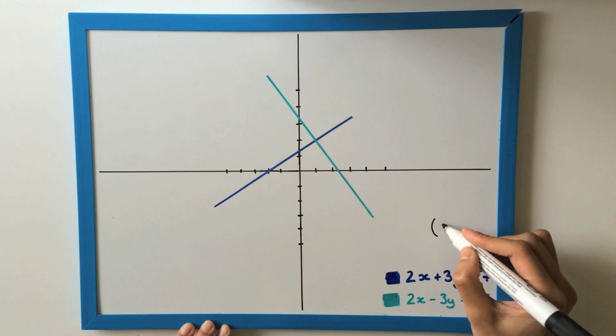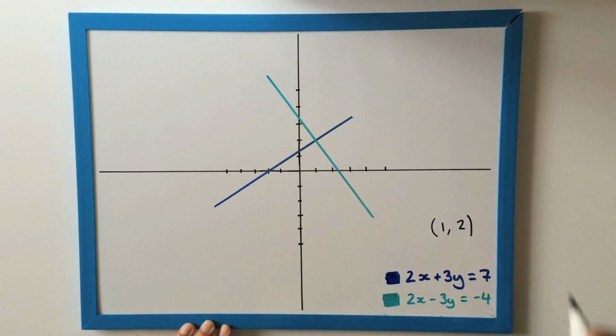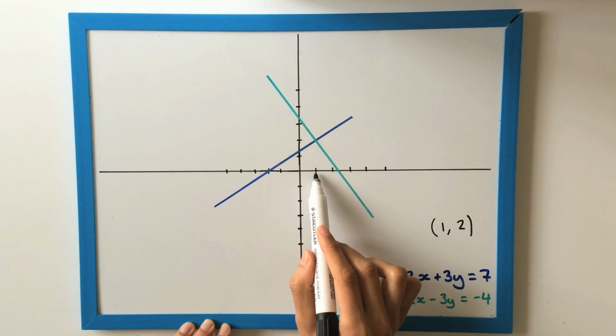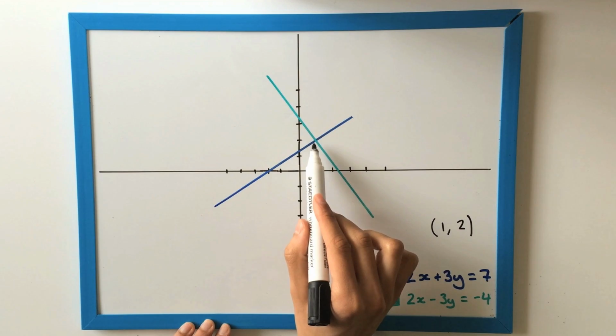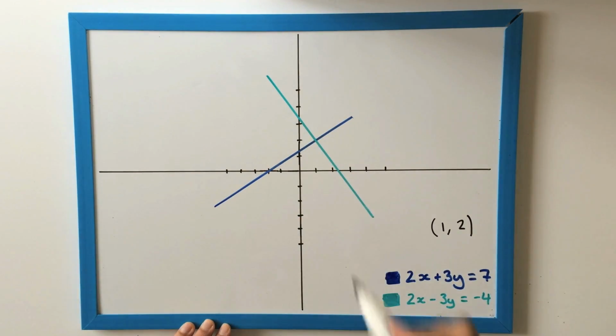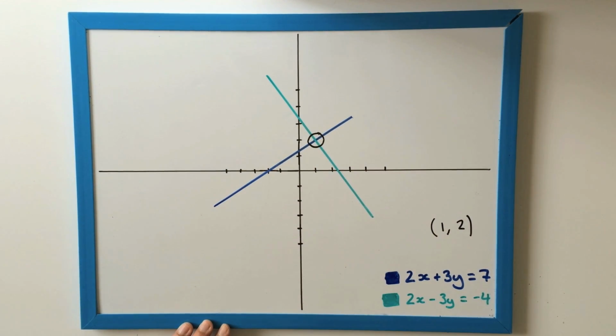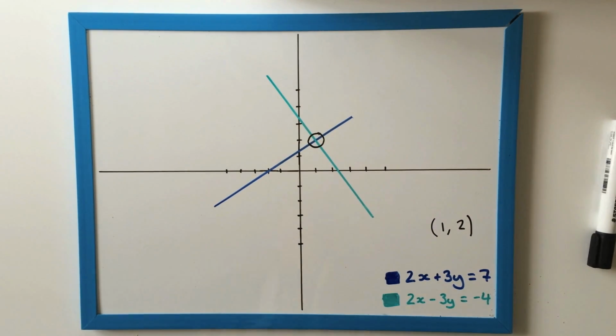So recall that our point that we solved for was the point 1, 2. So we can check this on the diagram. If we go 1 across the x-axis and 2 along the y-axis, we can evidently see that the point of intersection is the point 1, 2 that we solved for, and this is how it makes sense graphically. So I hope this video has given you a basic understanding of simultaneous equations and what you're essentially solving.